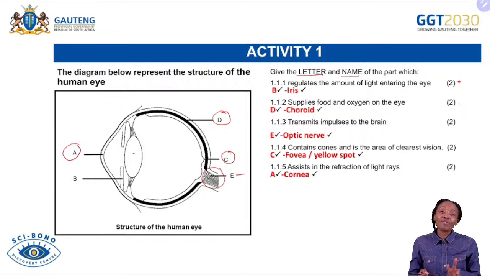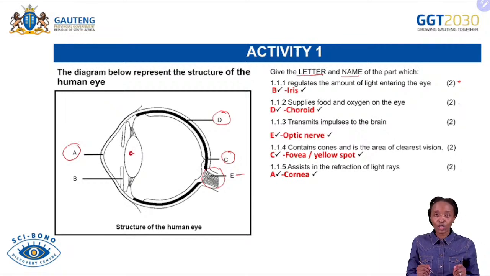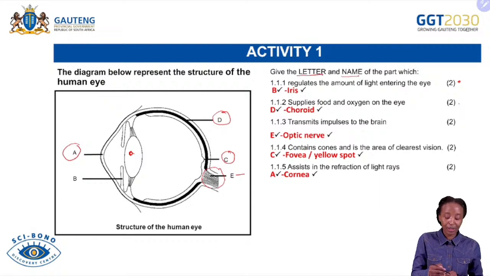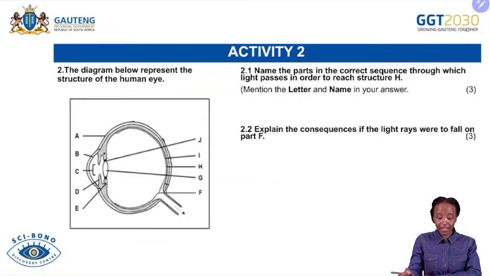But if there was a label pointing at this part, which is the lens, maybe the question would have said the part that causes most refraction, and the answer would be A, which is the cornea. So you see how easy it is to get the marks on the eye. If you know the different parts of the eye, if you know the function already, you've collected 10 marks here out of 150, and you're already moving in the right direction.